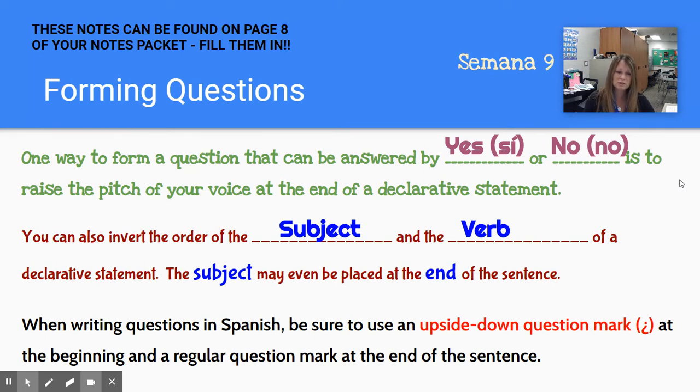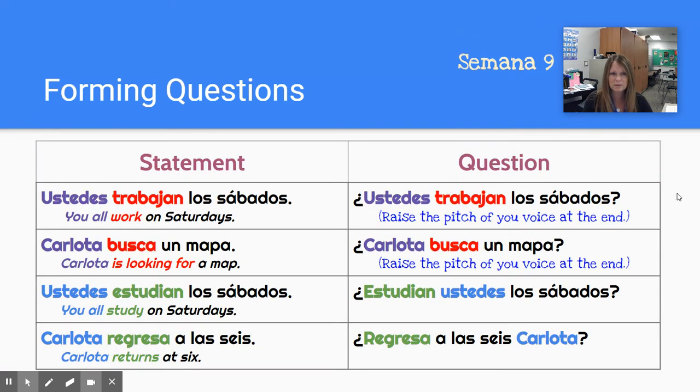When writing Spanish questions, remember that you need to include an upside down question mark at the beginning and at the end of the sentence. That's a little bit different from what we do. So let's look at some examples.